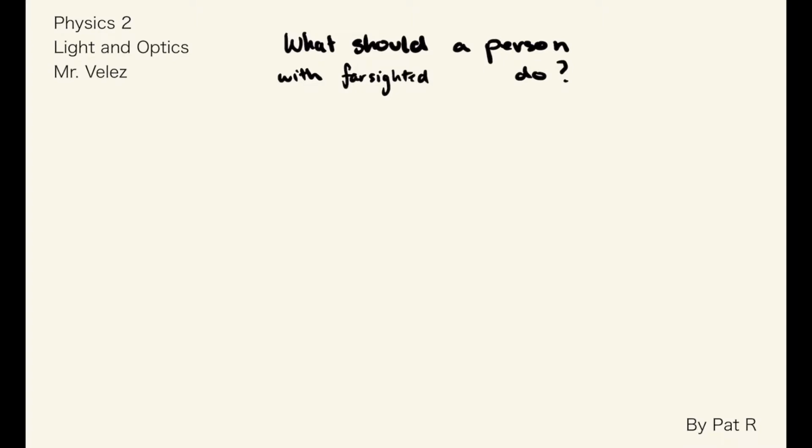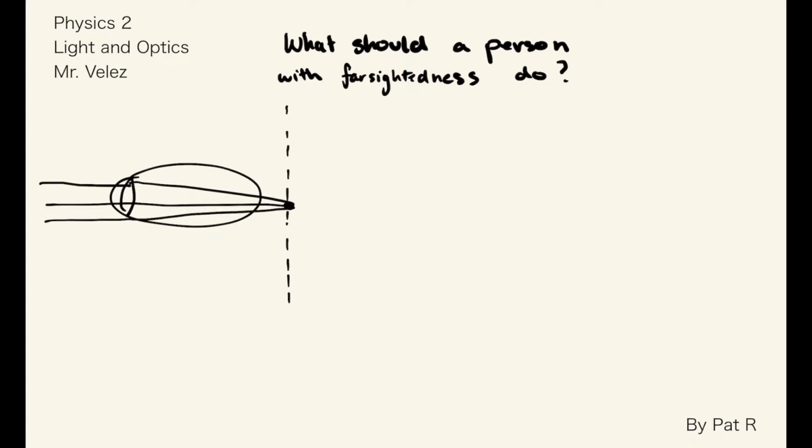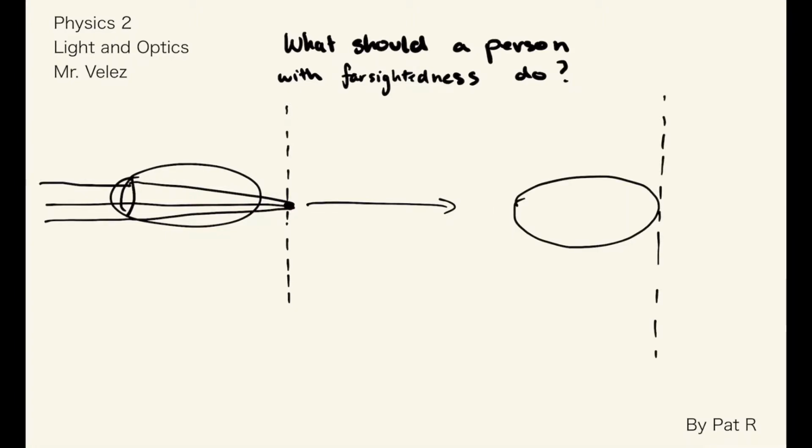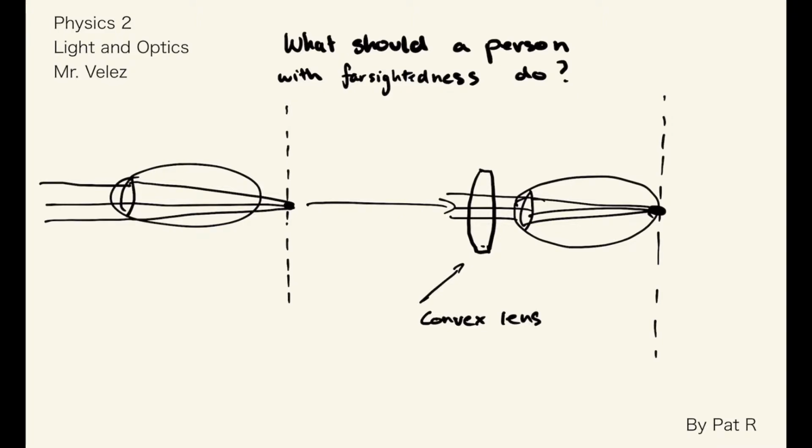So what should a person with farsightedness do? On the left is a farsighted eye without lenses. Recall that the light rays approach behind the retina. On the right, we can use convex lenses to better direct the rays to the retina instead of behind. Again, refraction is the key to manipulating the direction of the rays.